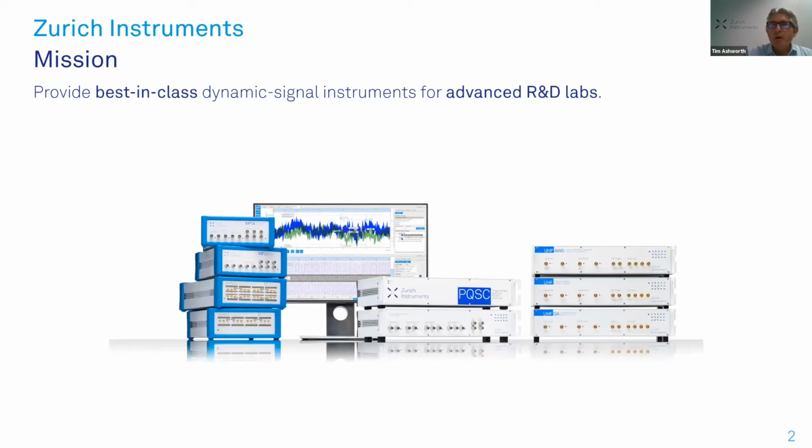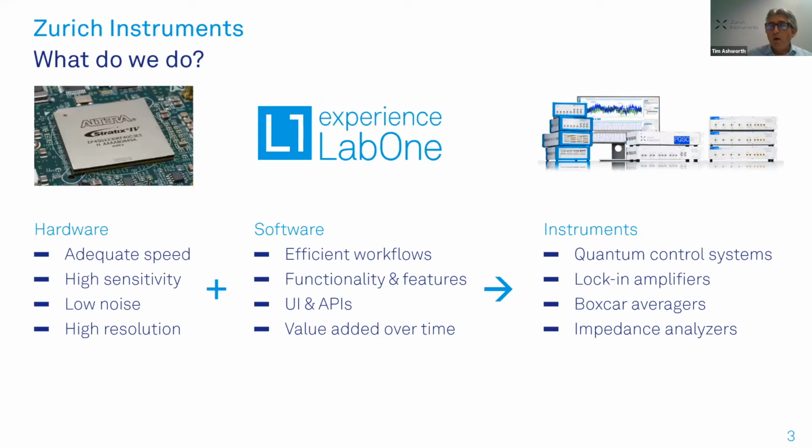So we are Zurich Instruments, and our mission is to provide the best-in-class dynamic signal instruments. And I think this nicely matches the needs of the DLTS community. We want faster measurements, we want more precise, we want lower noise, and this is exactly the aim of Zurich Instruments. So how do we do this? Quite simply, we take the available hardware, so the best FPGAs we can find. We put with it a very low noise analog front end and otherwise excellent power electronics. And then onto that, we have our own firmware and software, which you know as LabOne. And this is the operating system of the MFIA, and in fact, of all of our instruments. So in addition to impedance analyzers, we offer quantum control systems and lock-in amplifiers and boxcar averagers. So we have a nice portfolio of instruments.